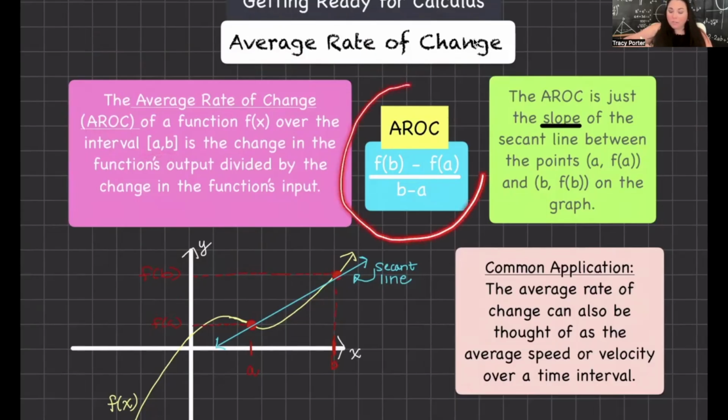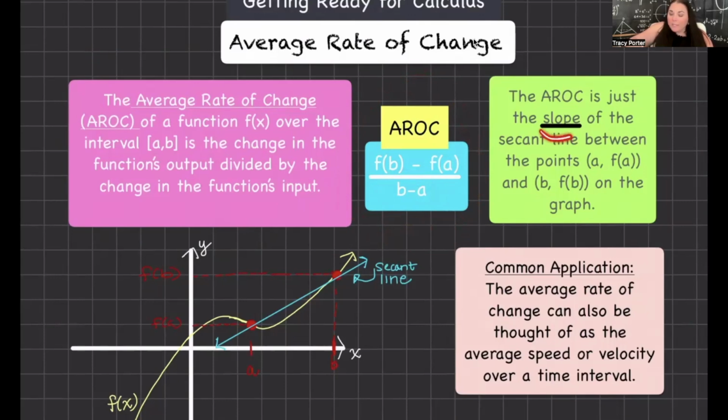So the formula looks like this. You have the change in the function's output, f of b minus f of a, over the change in the function's input, which is b minus a. And so your interval here would be the closed interval from a to b.